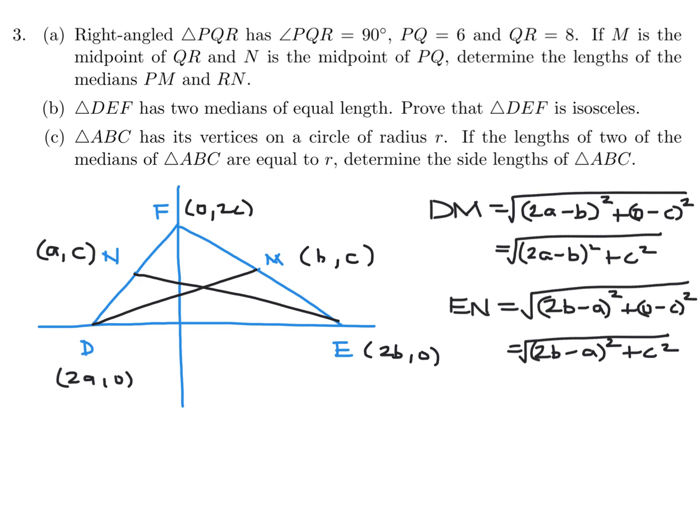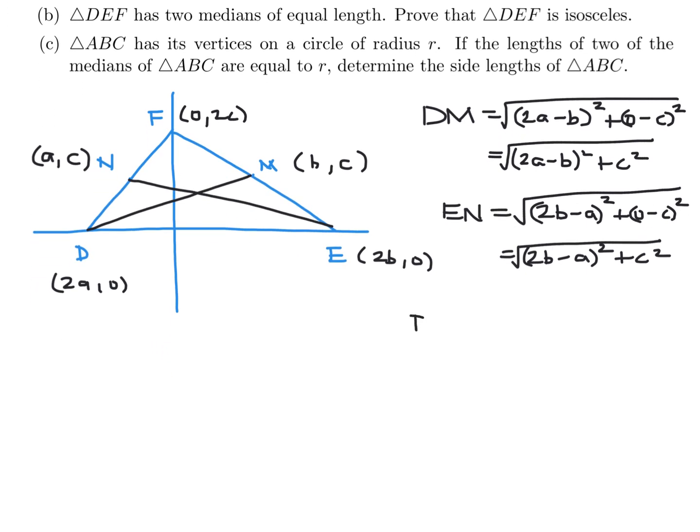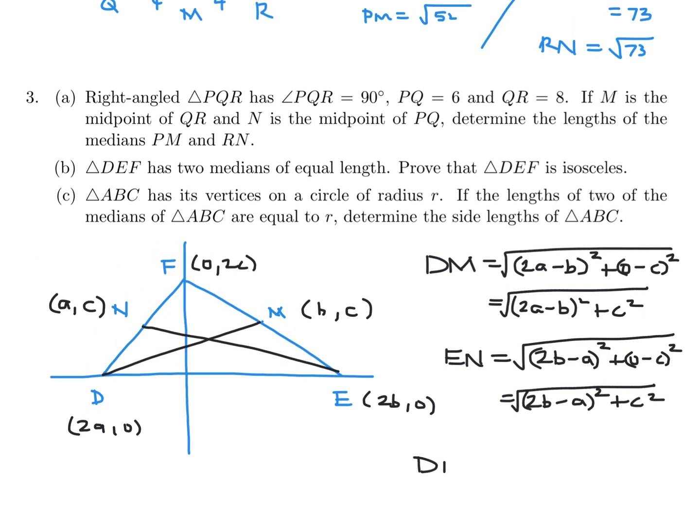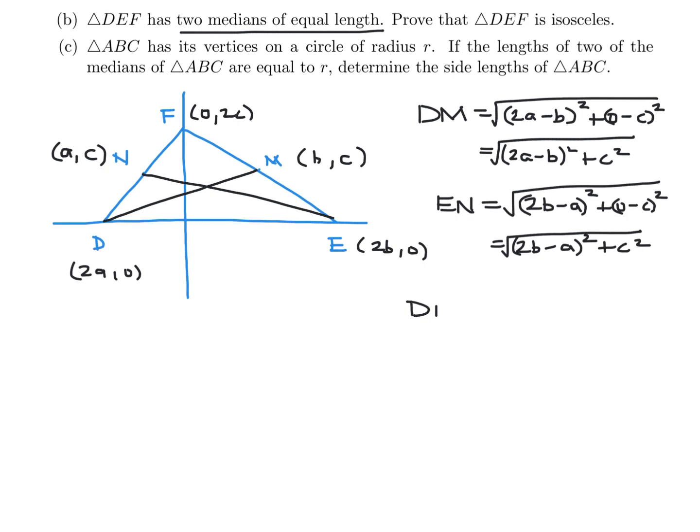Okay, so we are trying to show that it's isosceles, right? So if it's isosceles, that basically means that DM... hold on one second. Let me go back to the original definition here. Two medians of equal length. Okay, so let me just concentrate on that here, and then we'll talk about the isosceles. So two medians of equal length basically means that DM is equal to EN.